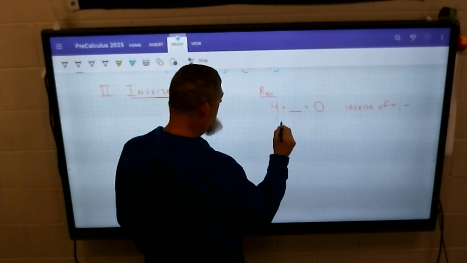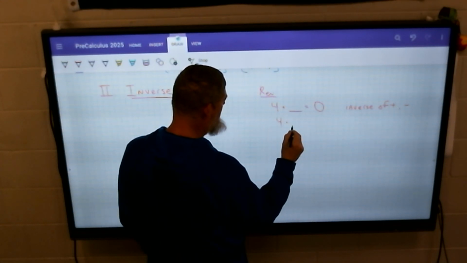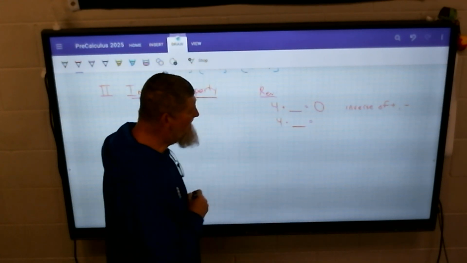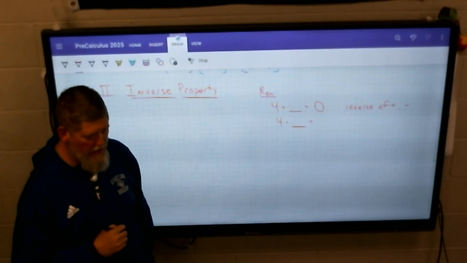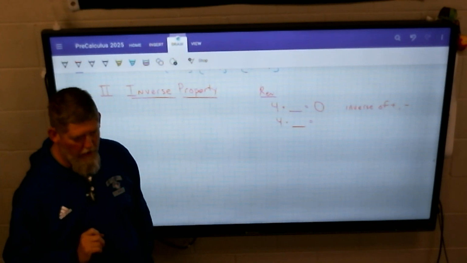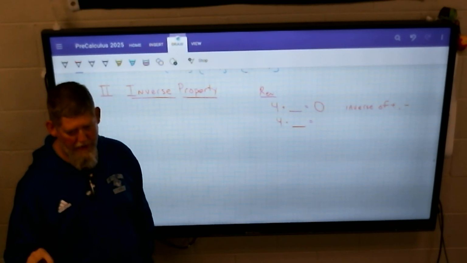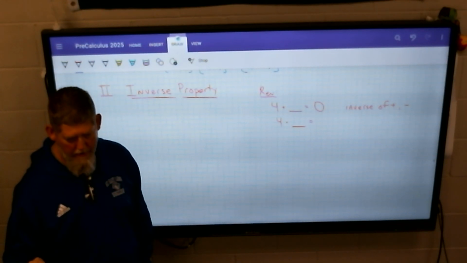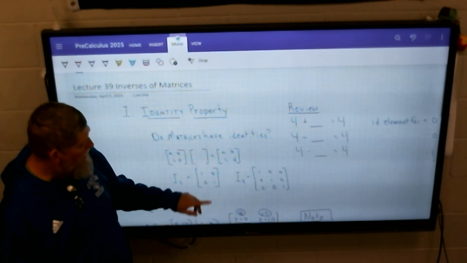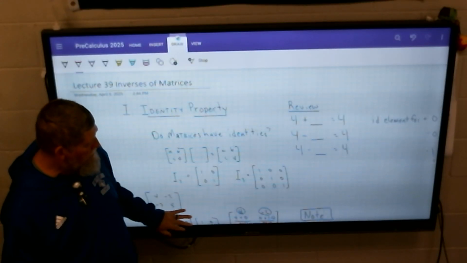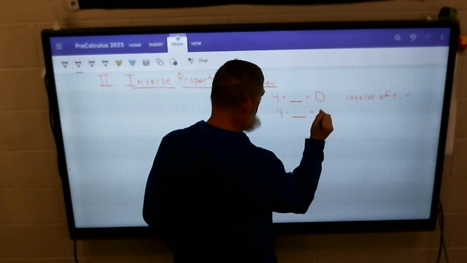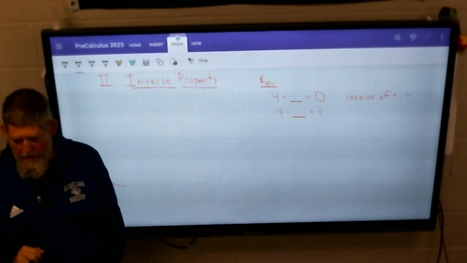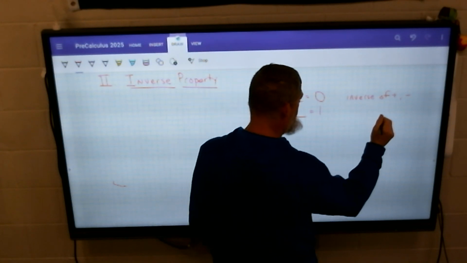What about 4 times what number? What's the identity for multiplication? What's the identity element of multiplication? It'll be 1. Identity element of multiplication is 1. So, now you can say your answer, Cameron. 4 times what number equals 1? 1/4. So it's the reciprocal.